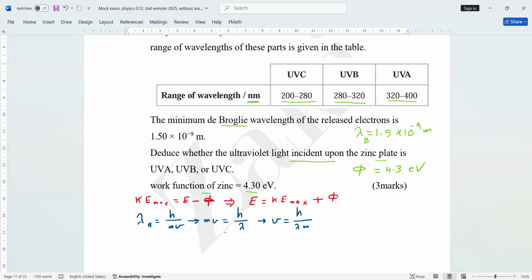Now we substitute. h is the Planck constant, 6.63 times 10 to the power negative 34. Lambda is given, lambda de Broglie 1.5 times 10 to the power negative 9. m is the mass of the electron, 9.11 times 10 to the power negative 31. Now we calculate v by using the calculator. Calculate with me, please.